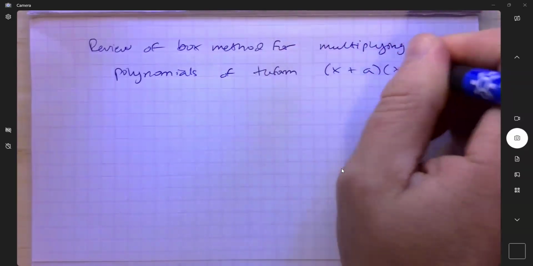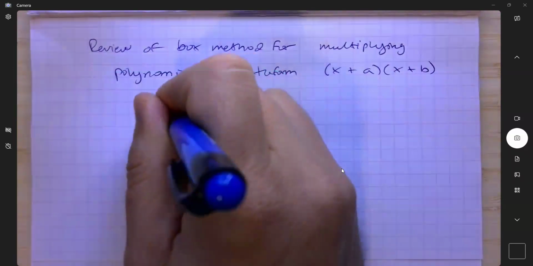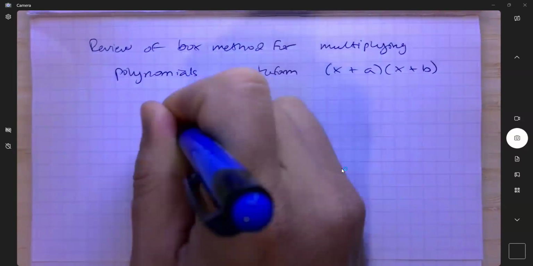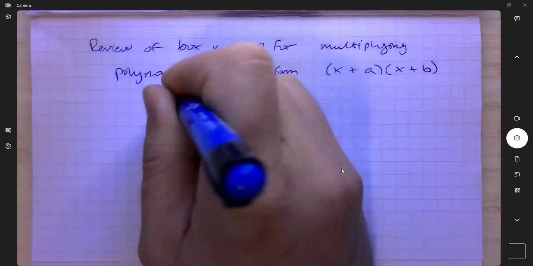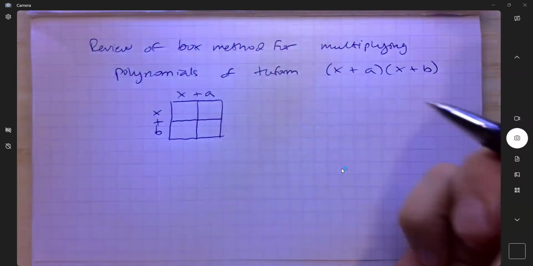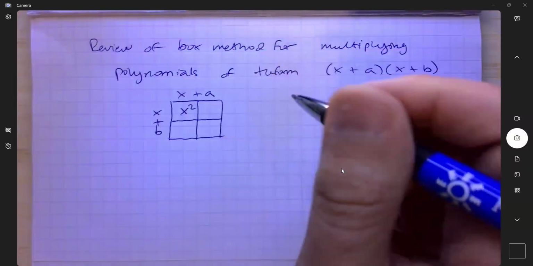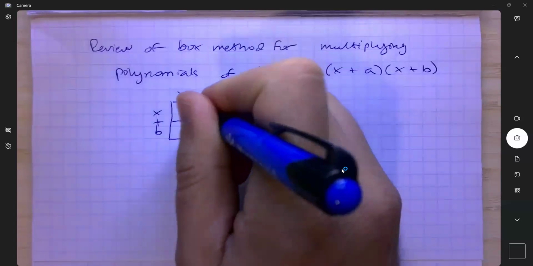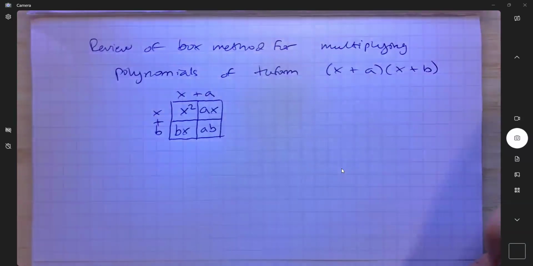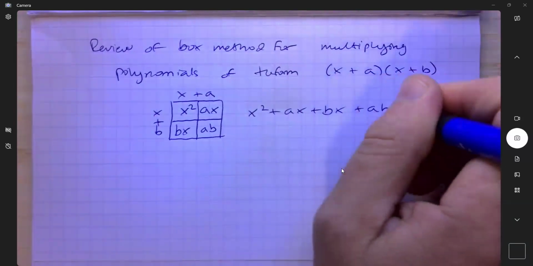They're going to be of the specific form x plus a times x plus b. So I build my box. I have an x plus a that goes at the top and an x plus b that goes down the side. And I multiply each term. X times x is x squared. Ax in that window, bx in that window, and ab here. So I end up getting x squared plus ax plus bx plus ab.